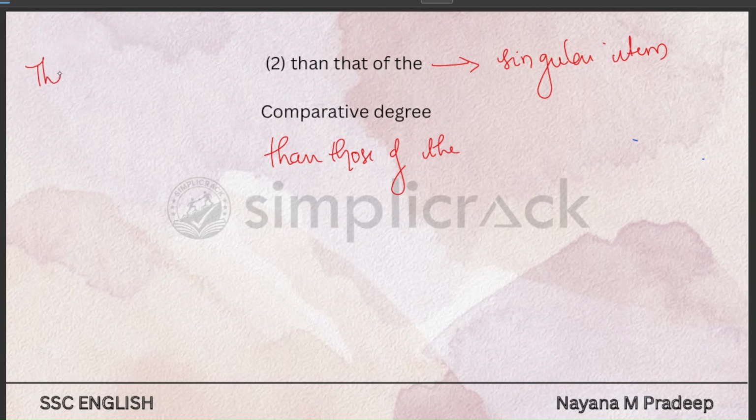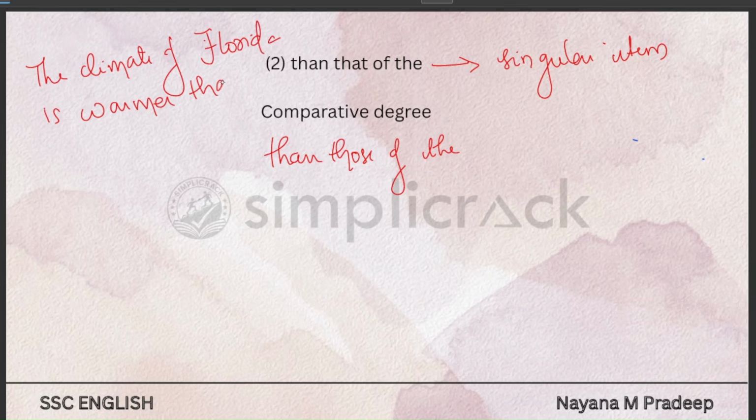Similarly, you can say the climate of Florida is warmer than that of Georgia. Than that of Georgia. So here you are comparing the singular trait, climate. There is a single trait, the climate of Florida, as compared to that of Georgia. So you use "than that of the."